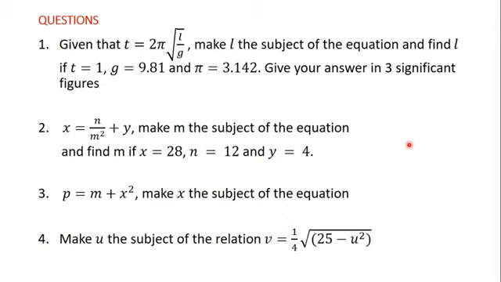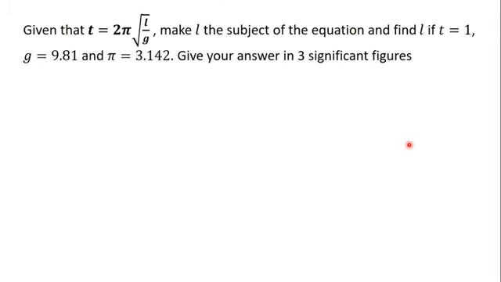So let's take the question for this video. Given that t is equal to 2 pi square root of L over G, make L the subject of the equation. Find L if t is equal to 1, G is equal to 9.81, and pi is equal to 3.142. Give your answer in 3 significant figures. Okay, so this is our question.